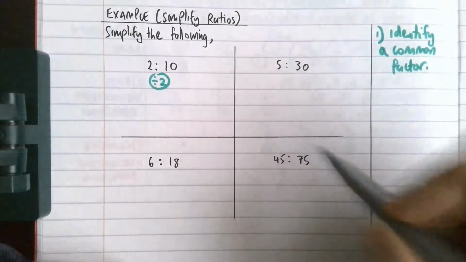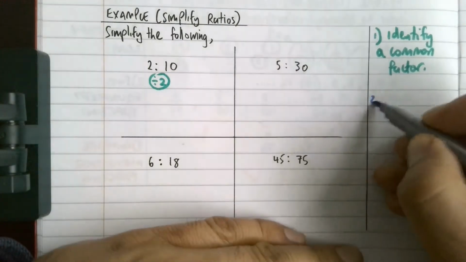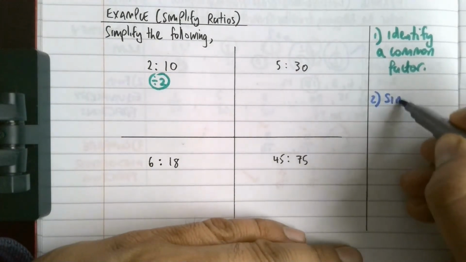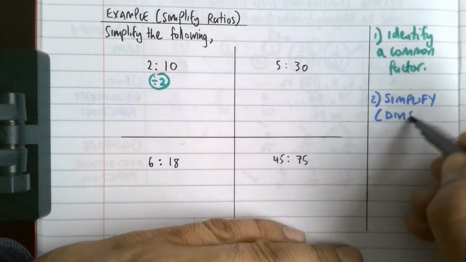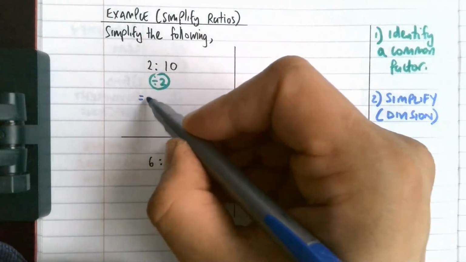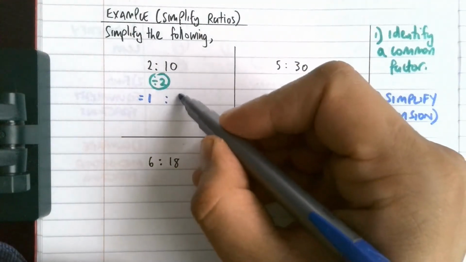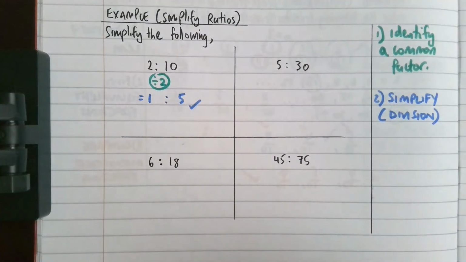And then the second step is the simplifying step. We're just going to divide both parts of the ratio. Right, so the first part is identifying the common factor, and then the second part is simplifying using division. So we're going to do 2 divided by 2 is 1, and then 10 divided by 2 is 5, and that is 2 to 10 fully simplified.